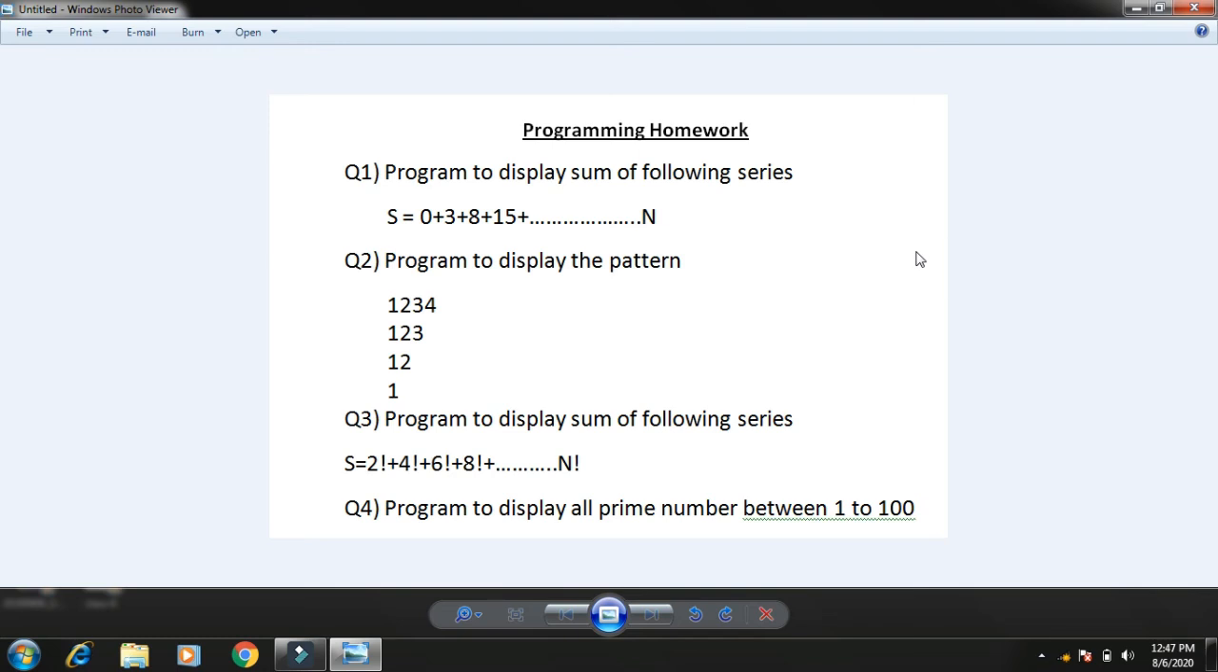So you need to try these 4 questions by yourself. The logic I have already taught in today's topic. If you go through that properly and understand, then you can easily do this.